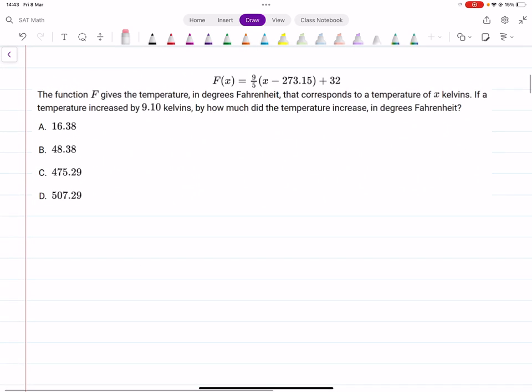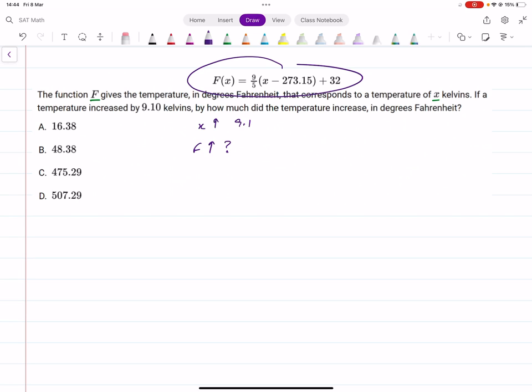Now it says the function f gives the temperature in degrees Fahrenheit that corresponds to a temperature of X kelvins. So we have this function f. It gives the temperature in degrees Fahrenheit, and it corresponds to X kelvins. So f is the temperature in Fahrenheit, and X is the temperature in kelvins. If a temperature increased by 9.1 kelvins, by how much did the temperature increase in degrees Fahrenheit? So if X increases by 9.1, by how much is the F going to increase?